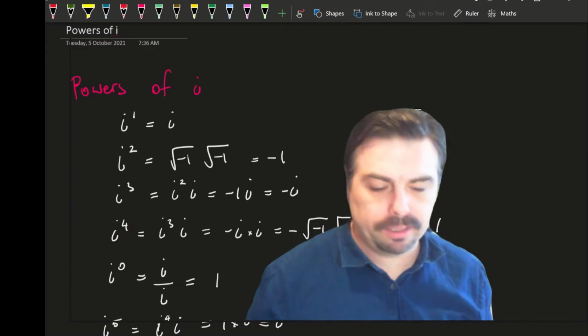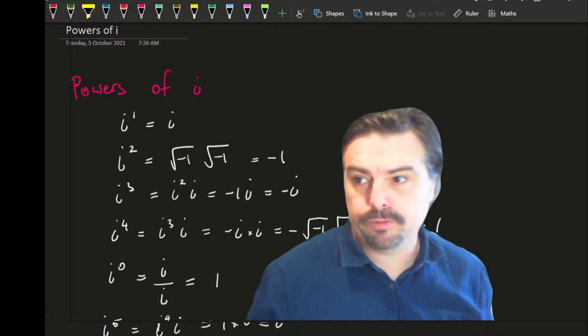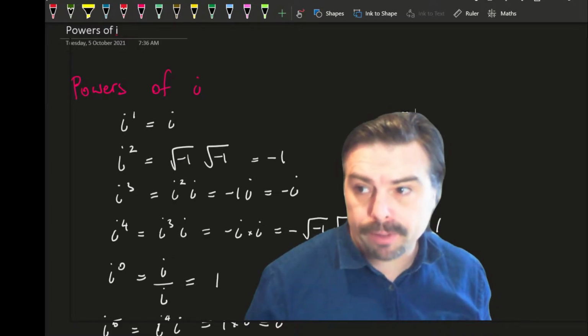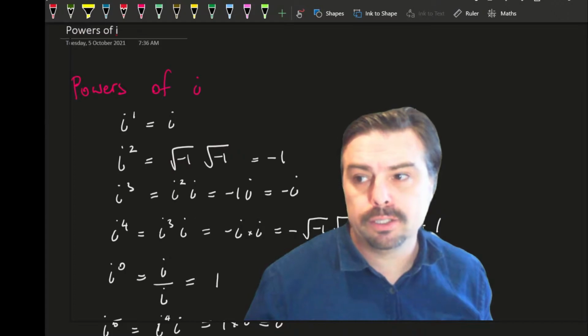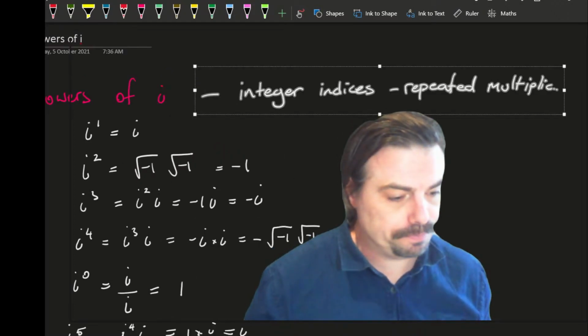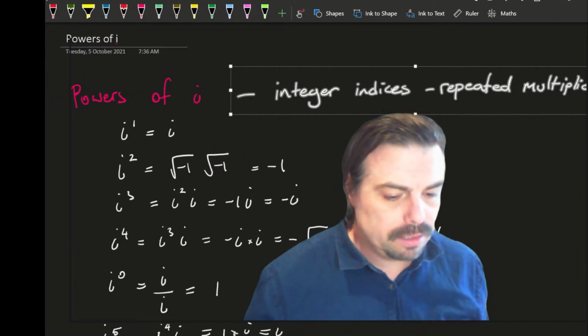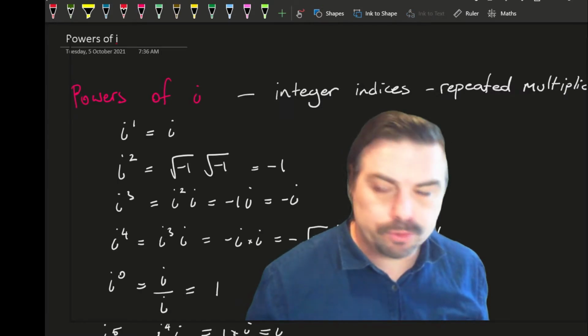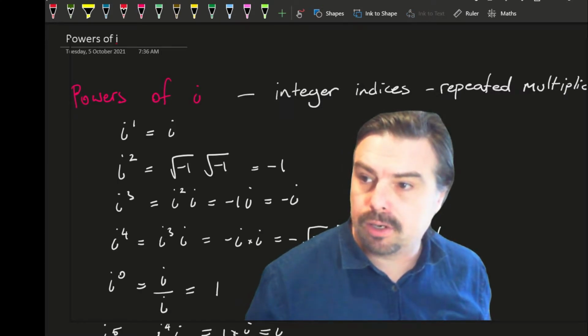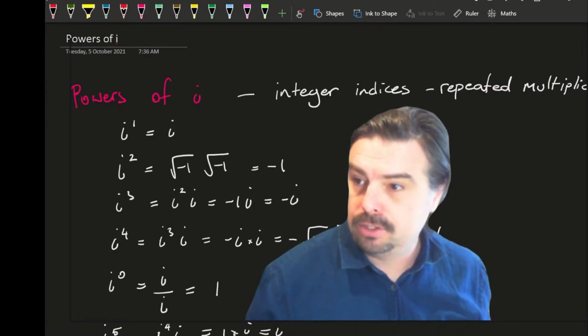All right, welcome back to the last bit of the exercise. We're going to be looking at powers of imaginary numbers. And by powers, we mean integer indices or repeated multiplication. So, first one up is i to the power of 1. Well, that's just i. Wow.